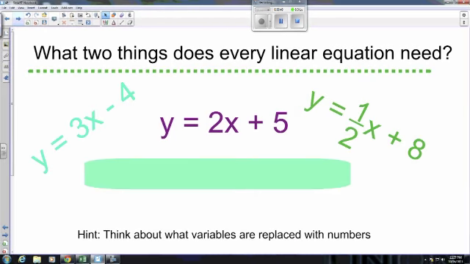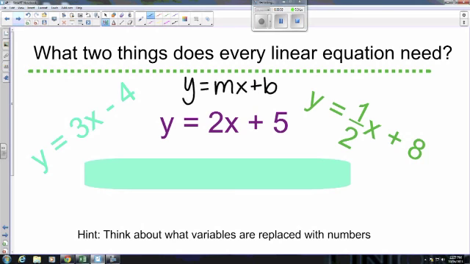The next thing I have them think about is equations of lines. What is an equation of a line? Usually they all want to say y equals mx plus b, which is awesome. And you can see all these equations that I put up here on the board. y equals 3x minus 4, y equals 2x plus 5, y equals 1/2 x plus 8.